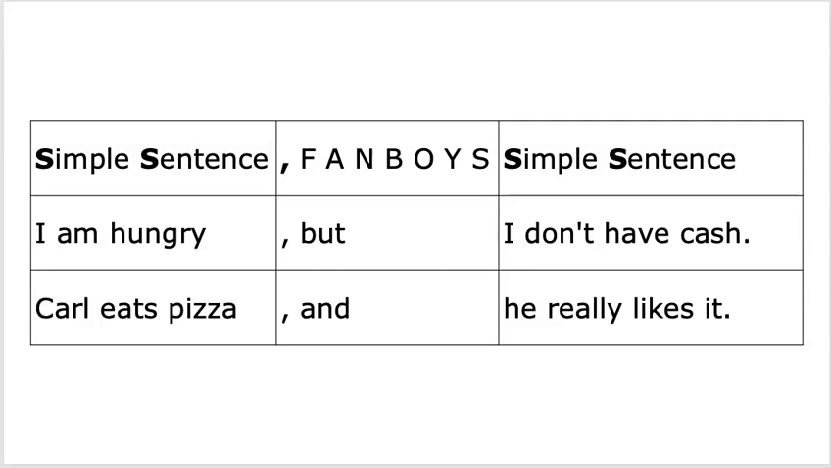Here's another example. Carl eats pizza, comma, and he really likes it. Again, each of the simple sentences could stand on their own, but I, the writer, want to show a relationship between the two, so I use the word and to show that the two sides of the sentence are going in the same direction.